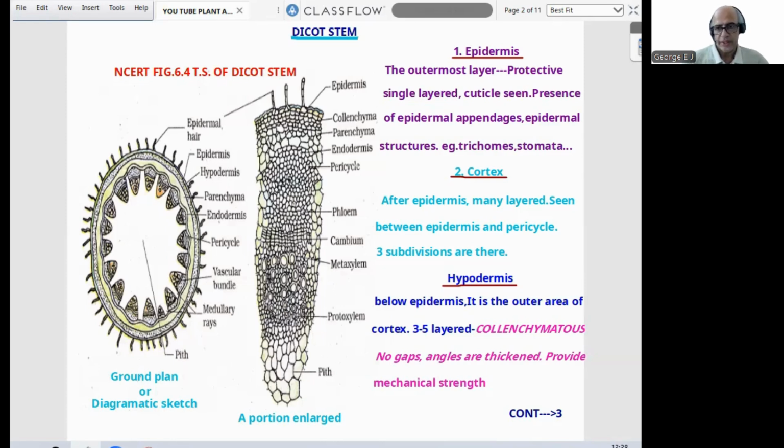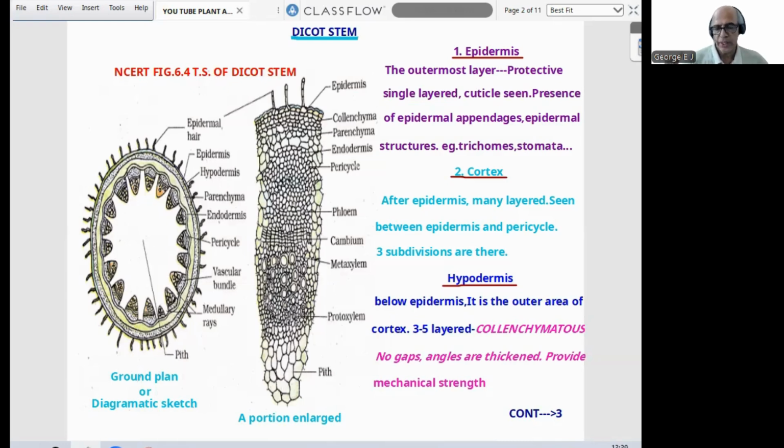The second part is cortex. After epidermis, many layers can be seen, that is between epidermis and pericycle. That is the part called cortex, which has 3 subdivisions, which include first, hypodermis. What is the meaning of the term hypodermis? Hypo means low, below epidermis. It is the outer area of the cortex. The outermost area is hypodermis, below epidermis, usually 3 to 5 layers.